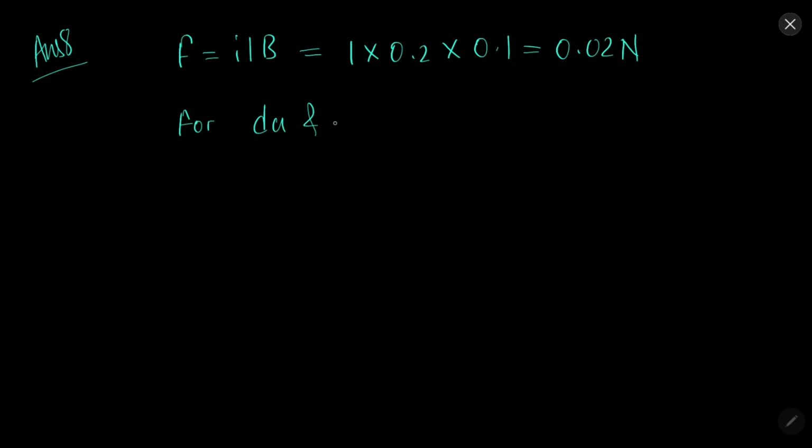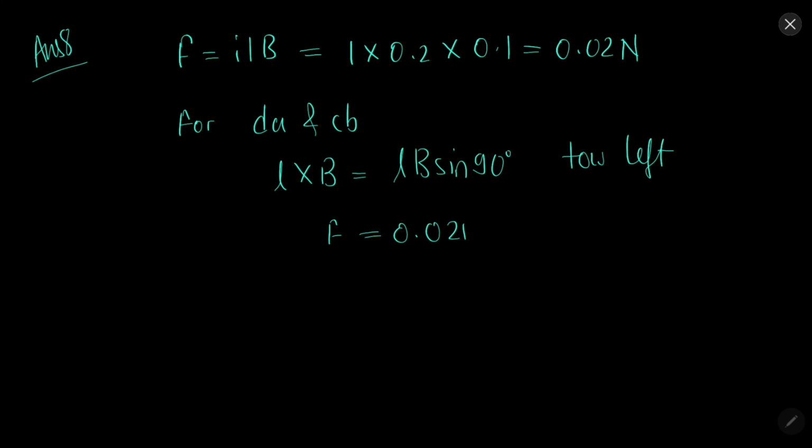Solution 8. So now F is ILB, which will be 1 into 0.2 into 0.1, 0.02 Newton, and for DA and CB, L cross B will be LB sine 90 degree, towards left, and F will be 0.02 Newton towards left.